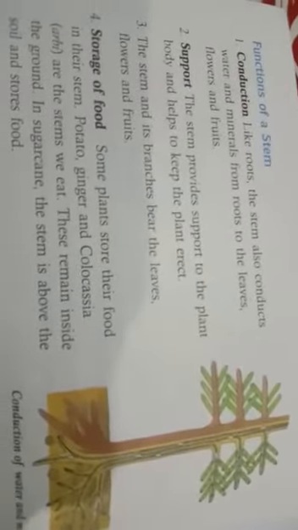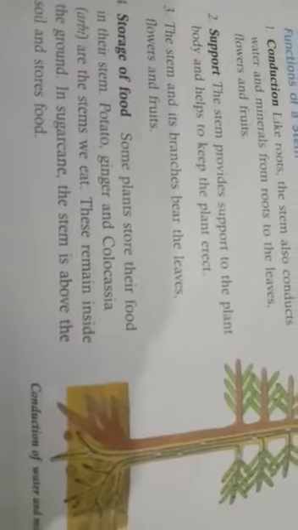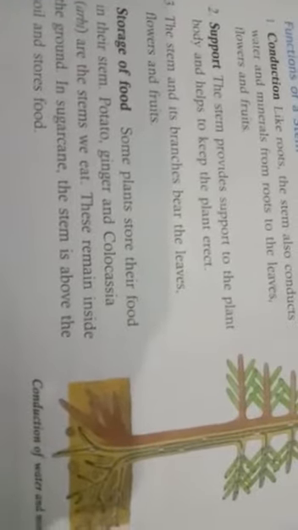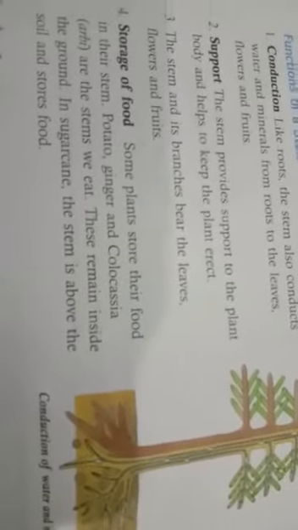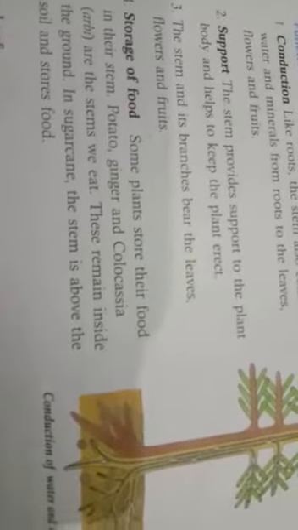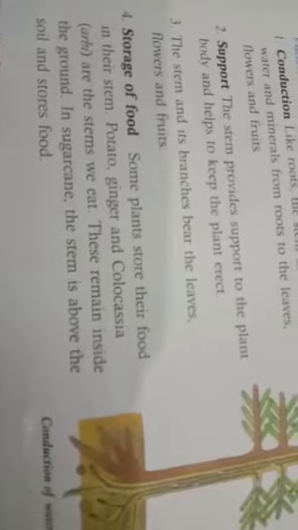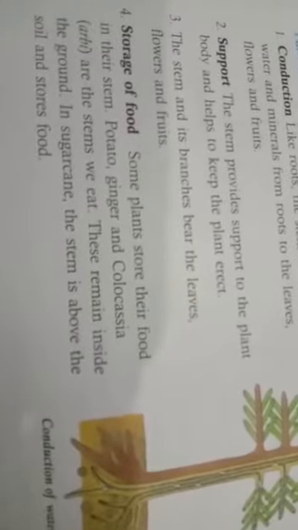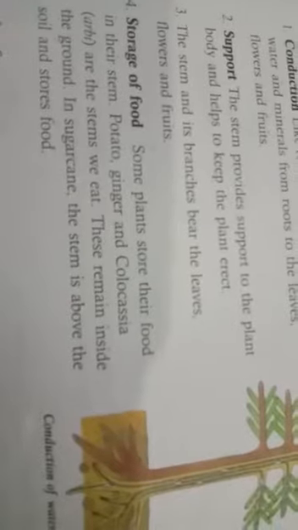Next function is support. The stem provides support to the plant body and helps to keep the plant erect. Yes, the stem helps the plant to stand erect on the soil. The third function is that the stem and its branches bear the leaves, flowers and fruits. Yes, it is the stem of the plant that bears leaves, flowers and fruits. So think, without stem there is no leaves, no flower, no fruit.